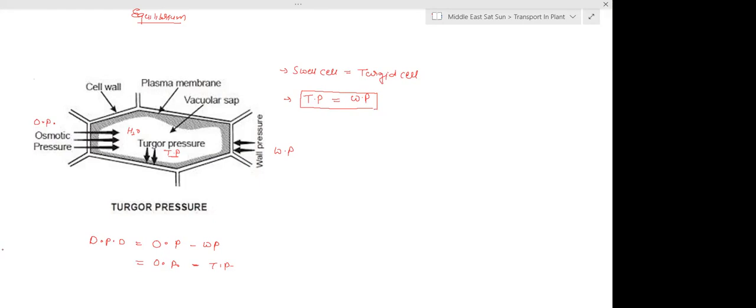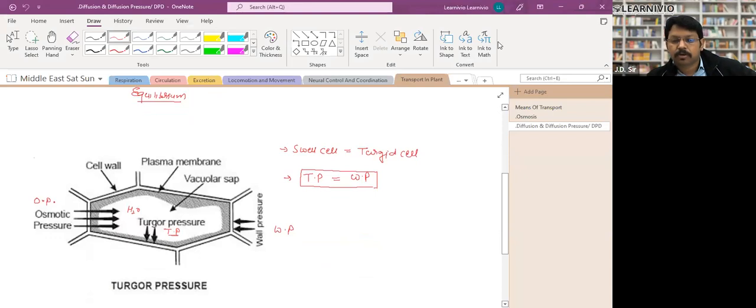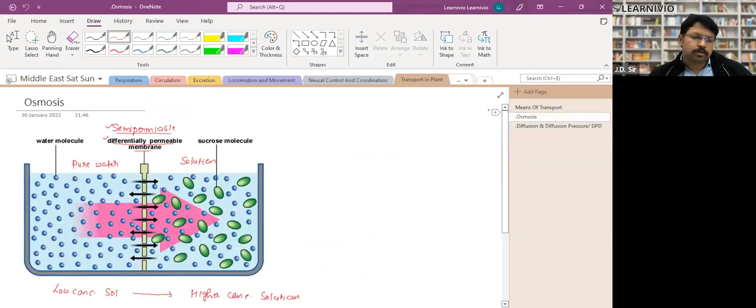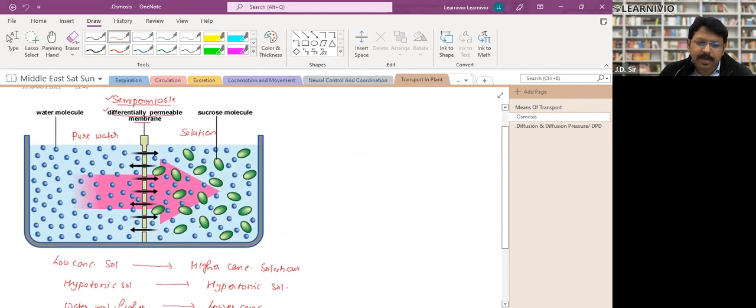Done? Okay. Now look, we have studied osmosis. Let me again recap it. In osmosis, we studied that movement of water molecules takes place from pure water state to solution state, from low concentration of solution to higher concentration of solution, from hypotonic to hypertonic. That's it. So these are the older concepts.